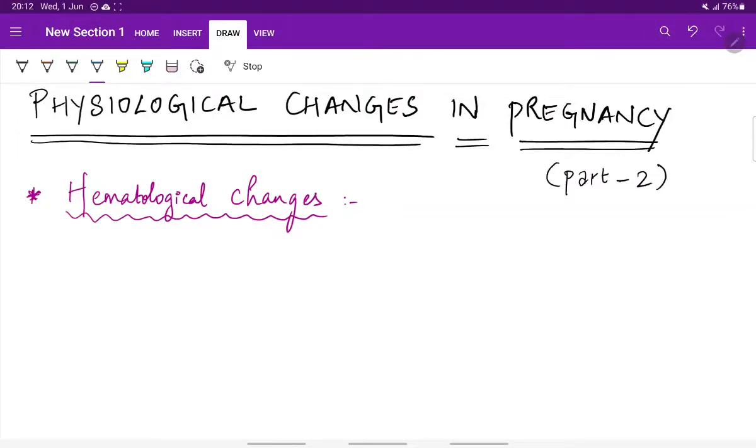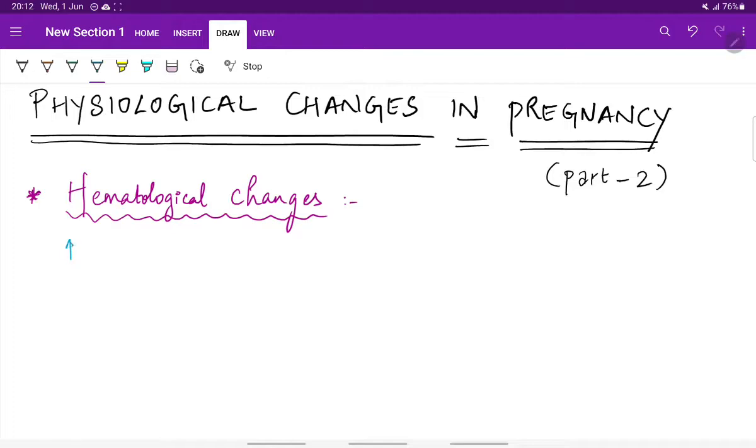The Physiological Changes in Pregnancy Part 2. In the previous video, we have seen about the changes seen in the female genital tract as well as the changes seen in the breast during pregnancy. Now let's continue with the hematological changes seen during pregnancy.